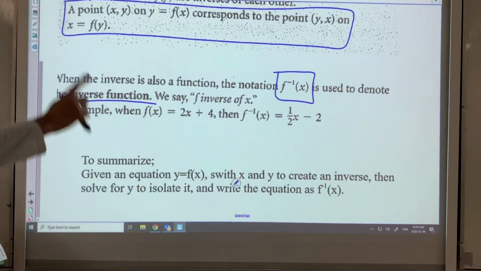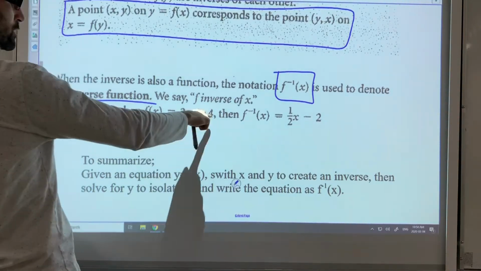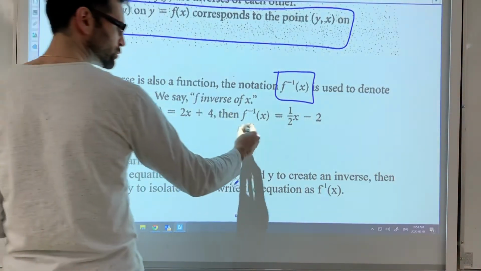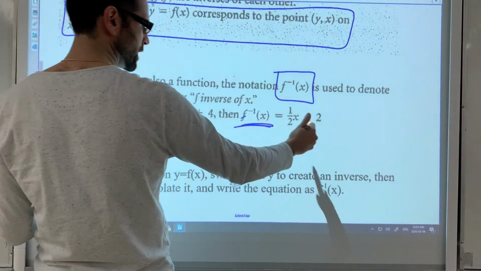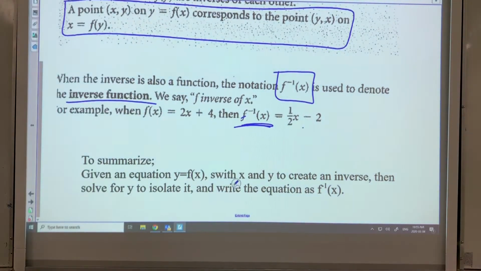All right, so in the last example, we had f of x equal to 2x plus 4. The inverse, you write it like this. So that's how you write, hey, this is the inverse graph. You go f to the negative 1 of x, and then you state the equation. So that's what you'll see on the exam.